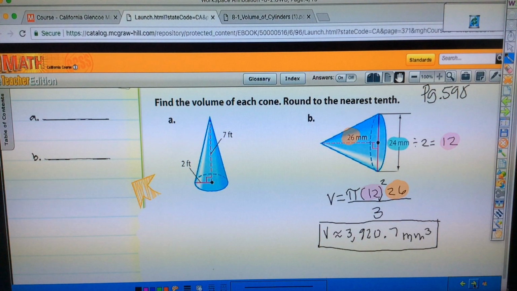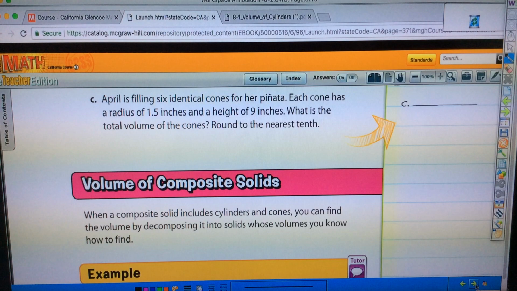Okay, let's move on a little bit here. You're going to get some word problems. It's more of the same. Sometimes they're going to give you radius. Sometimes they're going to give you diameter. If they give you diameter, make sure you cut it in half. Otherwise, it's pretty much the same. They're just not giving you an image. If it helps, draw it out.